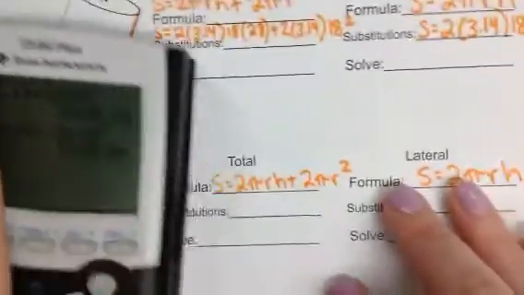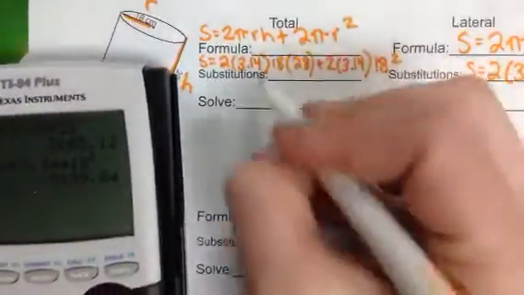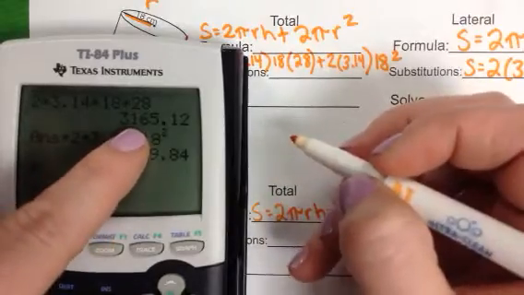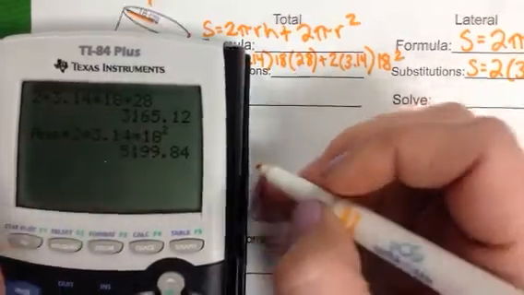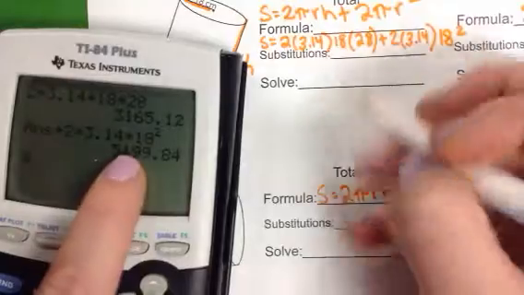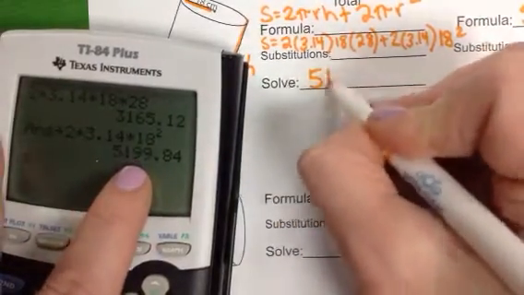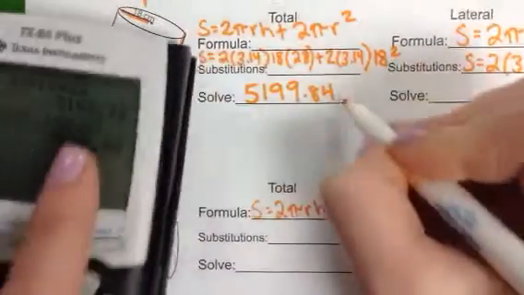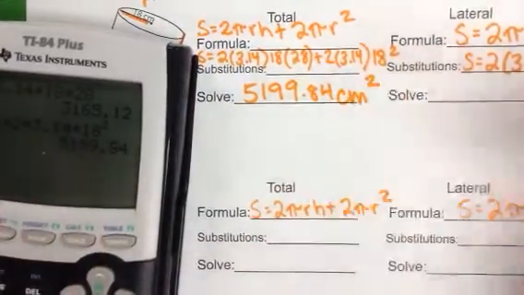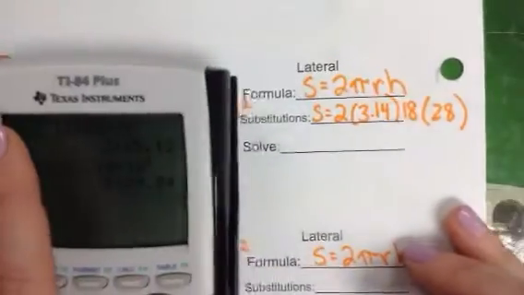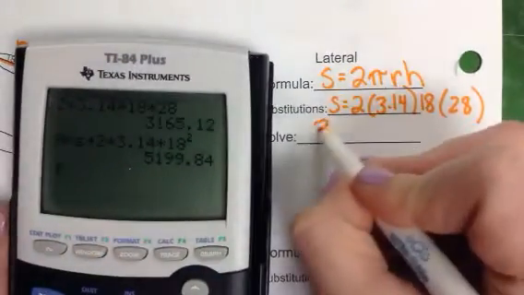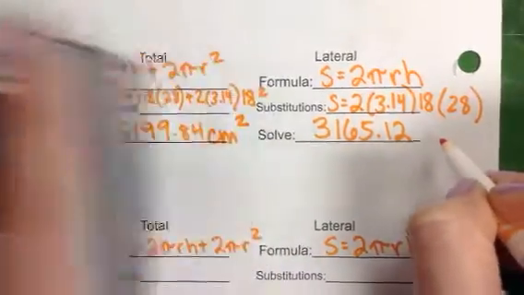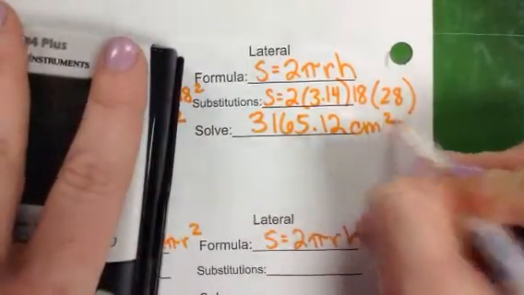Okay, so my total surface area has to be the larger one because that's all of it. Lateral is just part of the area. It's only the sides, okay? So I'm going to write the bigger one for the total, 5,199 and 84 hundredths. This has centimeters. Area is squared. It's flat, two-dimensional. For lateral, 3,165 and 12 hundredths centimeters squared.